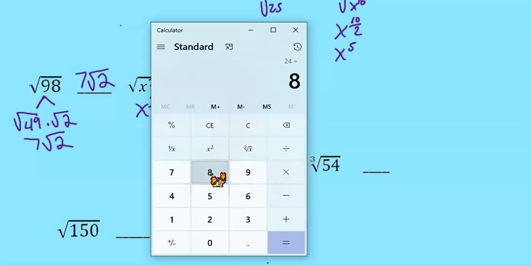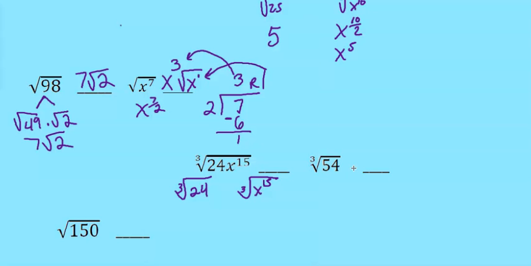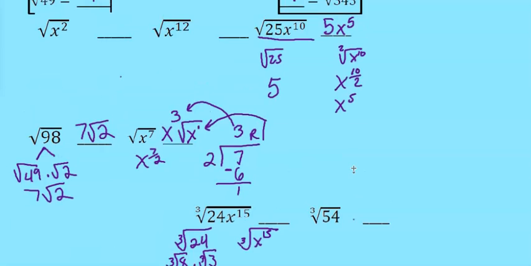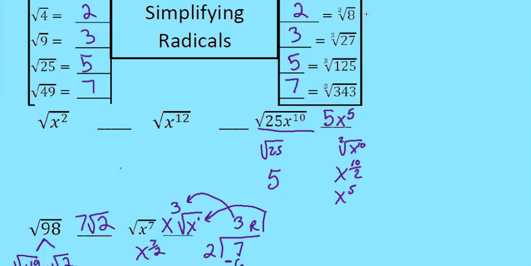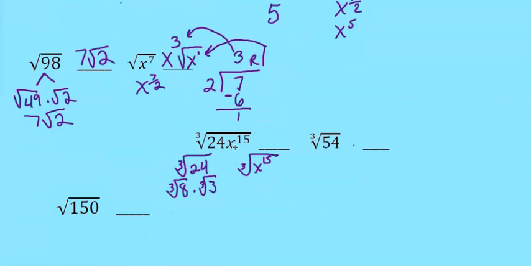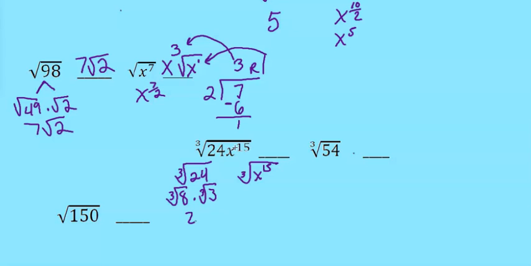24 divided by 8, and that's 3. So we have the cube root of 8 times the cube root of 3. The cube root of 8 is 2. So we have 2 cube root 3.